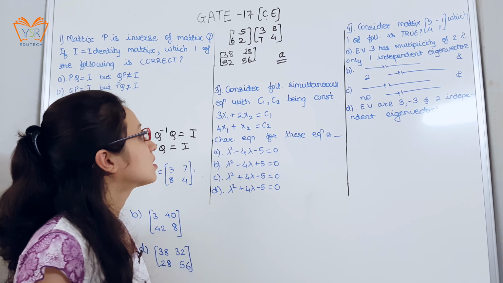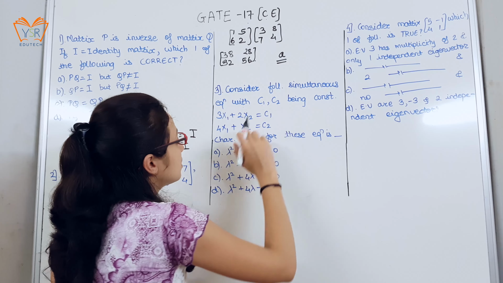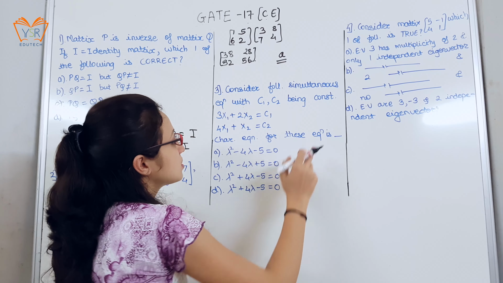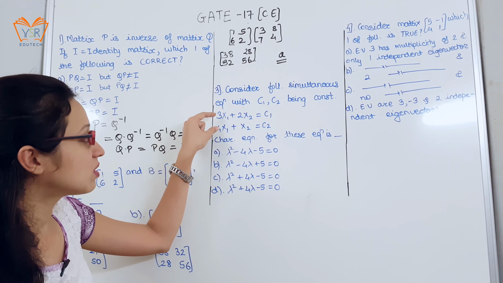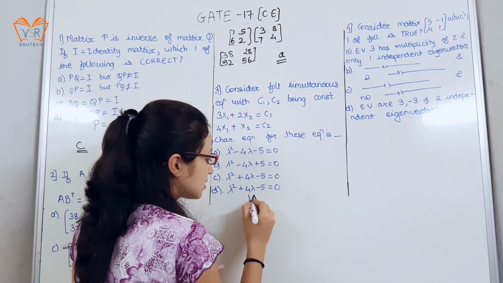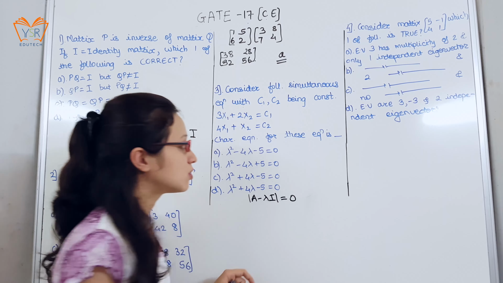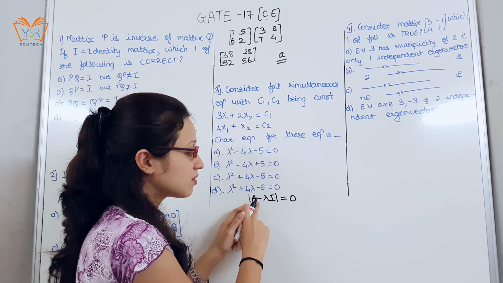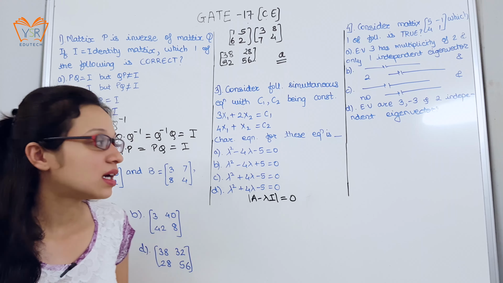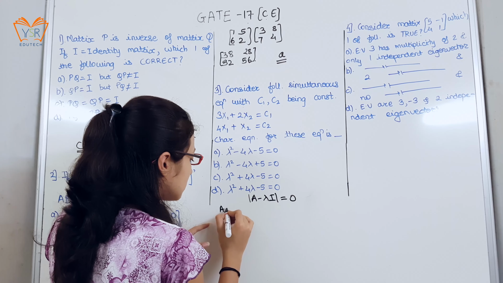The third example: consider the following simultaneous equations with C1, C2 being constants. These are the two equations. The characteristic equation for these equations is, these are the two given equations. We are supposed to find the characteristic equation. We know that the characteristic equation is determinant of A minus lambda I is equal to 0. If we solve this equation, we get the roots, and roots are nothing but the eigenvalues.